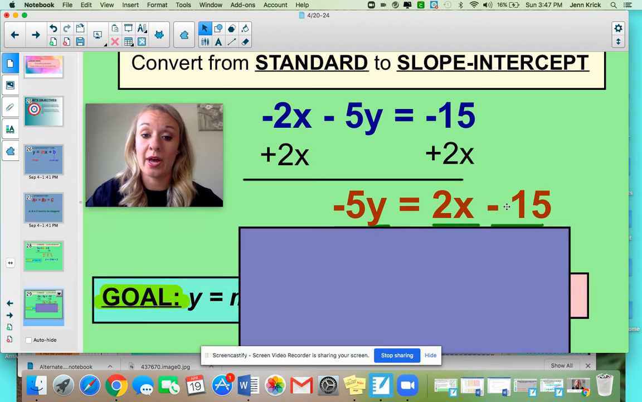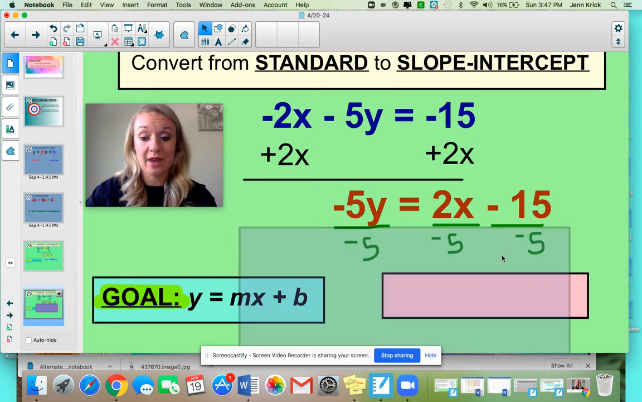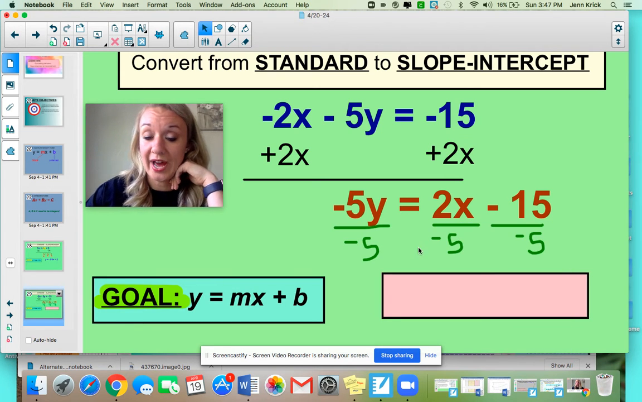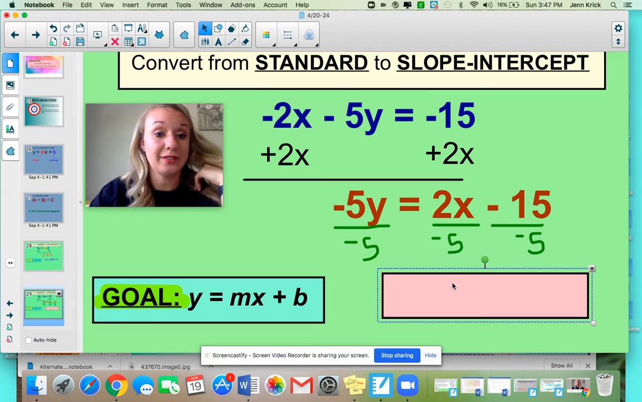Again, we need to have y isolated so that it's only by itself. To do that, you need to divide every single piece of the equation by 5. So when you do that, you should have y equals negative 2/5 x. We're going to leave it as a fraction.